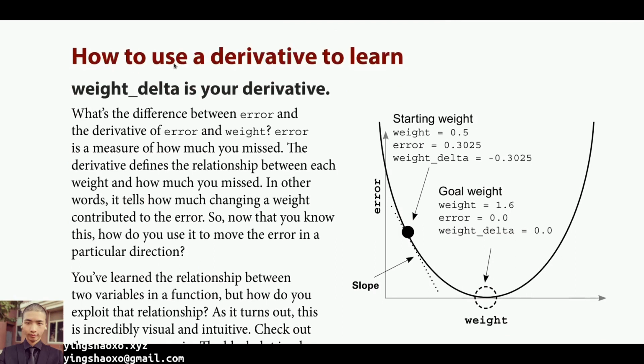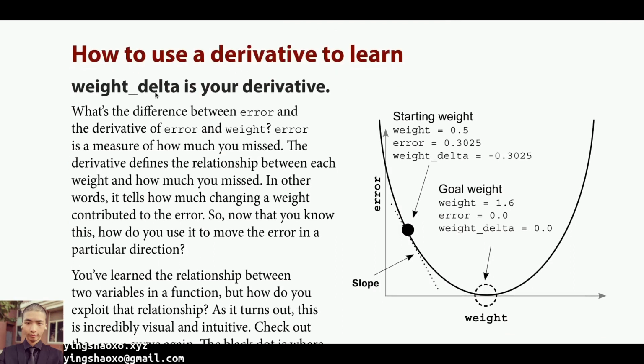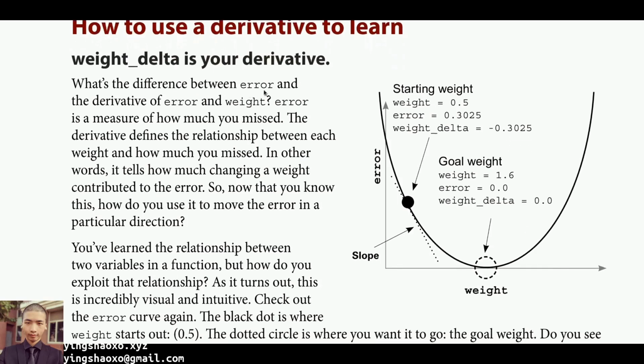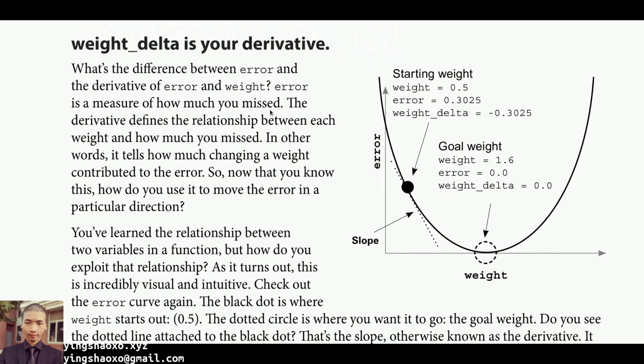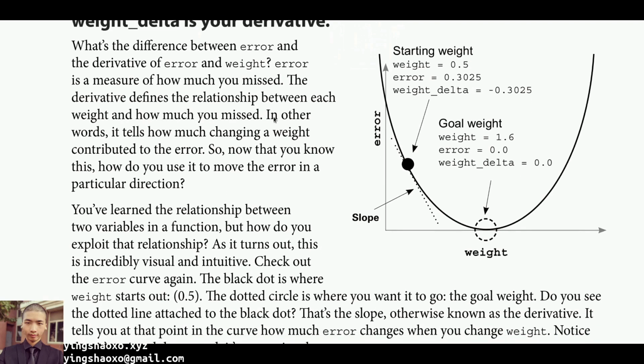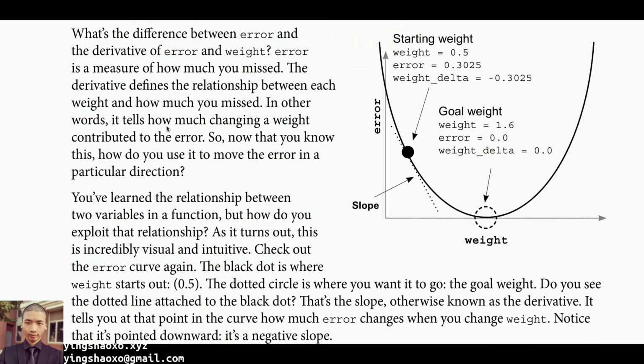So, how to use a derivative to learn? Weight delta as your derivative. What's the difference between error and the derivative of error and weight? Error is a measure of how much you miss. The derivative defines the relationship between each weight and how much you miss. In other words, it tells you how much changing a weight contributes to error.